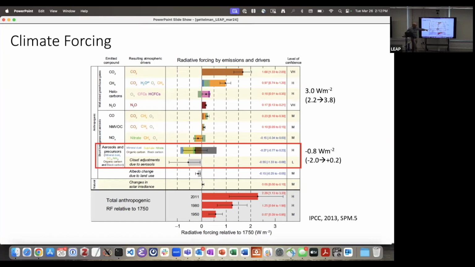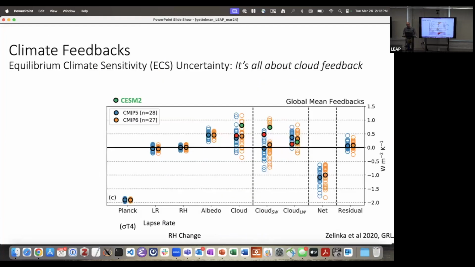So clouds are very important because we don't understand how much we forced the atmosphere, what this total anthropogenic radiative forcing number is over the historical record. And a lot of that error bar is due to these cloud processes. So that's the forcing effect of clouds. The feedback effect is slightly different.